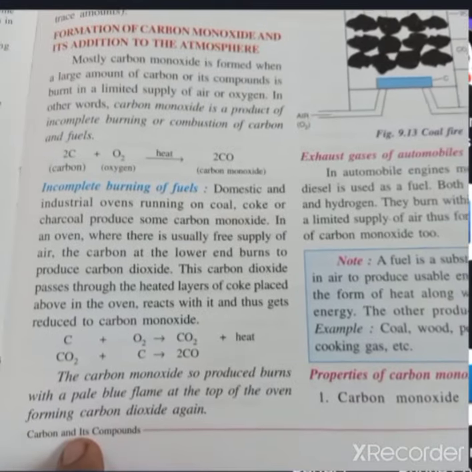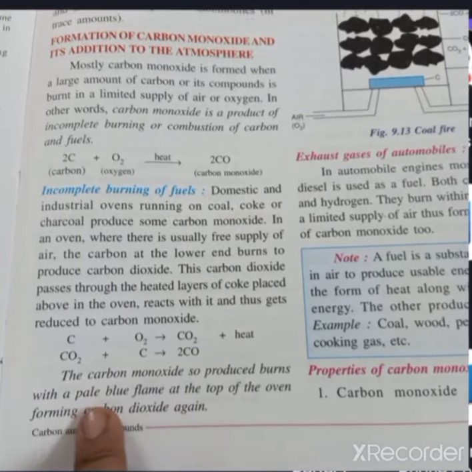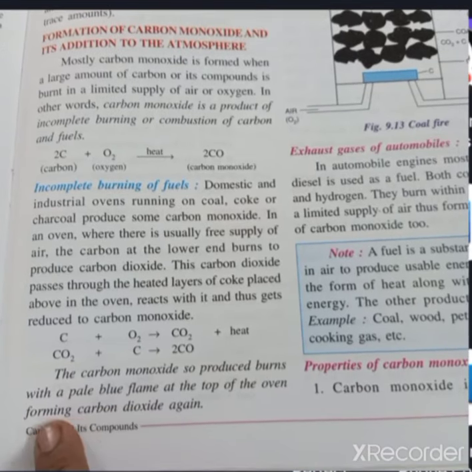Okay, now carbon monoxide is produced. It has a pale blue flame at the top of the oven, forming carbon dioxide again. There you can see coal fire.